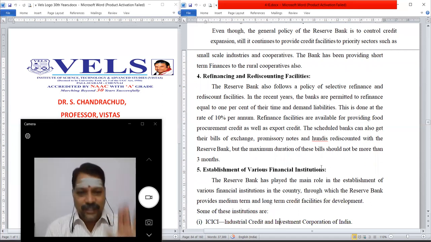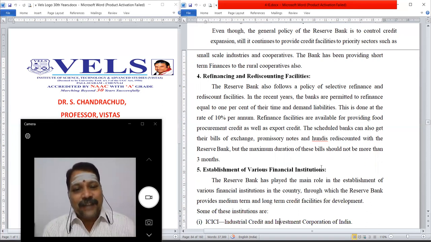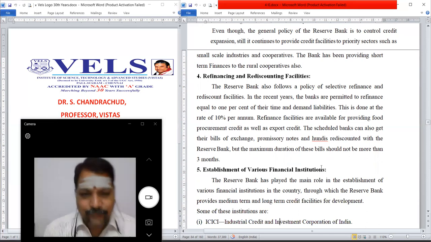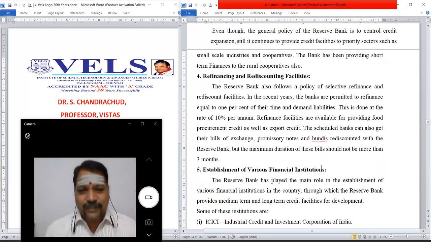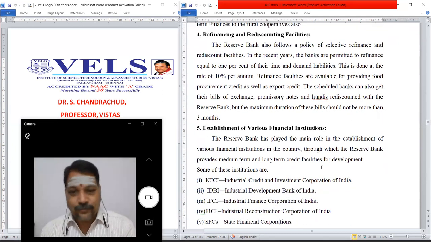For the rest of the things, only normal finance. Because sometimes they are not able to meet the requirement. For that, the banks are allowed to extend 1% of their total deposit for refinancing activity. The scheduled banks can also get their bill of exchange or promissory note rediscounted with the Reserve Bank. But the maximum duration of this bill should not exceed 3 months. It's a short-term loan only. For 3 months, they can give a rediscount facility for the borrowers.